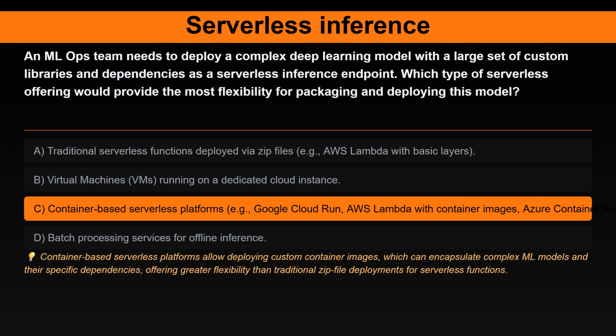The correct answer is container-based serverless platforms, e.g., Google Cloud Run, AWS Lambda with container images, Azure Container Apps. Here's the explanation. Container-based serverless platforms allow deploying custom container images, which can encapsulate complex ML models and their specific dependencies, offering greater flexibility than traditional zip file deployments for serverless functions.